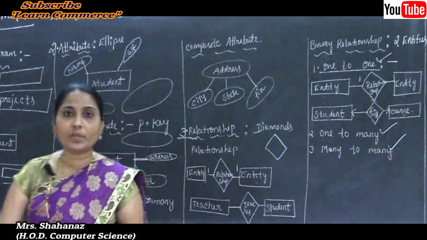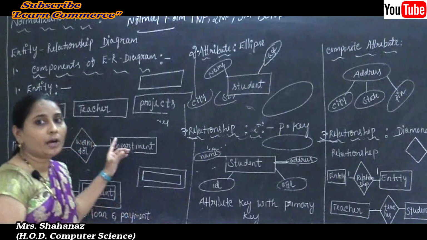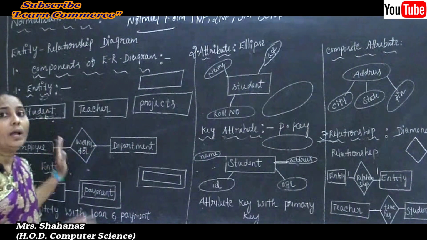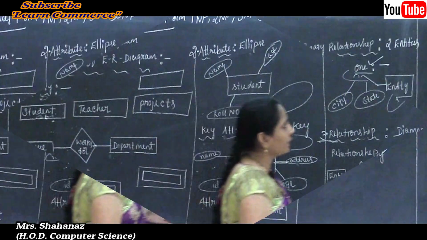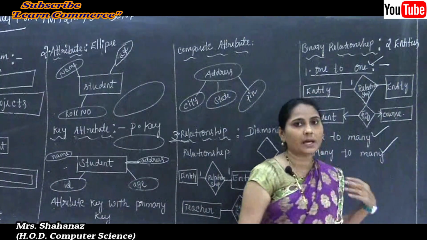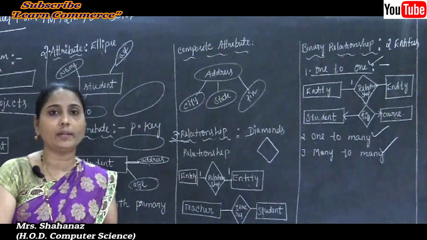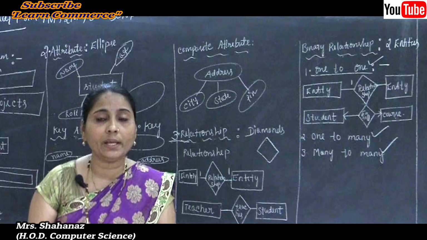So these are the relationships that exist in our diagram here. What are the relationships? One-to-one and one-to-many, and finally the many-to-many relationship.